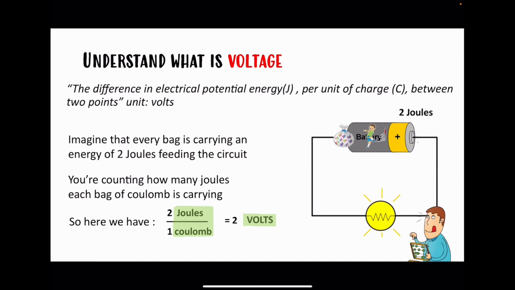So if our push was 4 joules, then we would have 4 joules per bag, or per coulomb, which means that our voltage is greater, it's 4 volts. If you push it with, I don't know, 10 joules, then it's 10 joules per coulomb, or per bag, which means it's 10 volts. So it's actually about the pushing force, the voltage that is provided per coulomb.